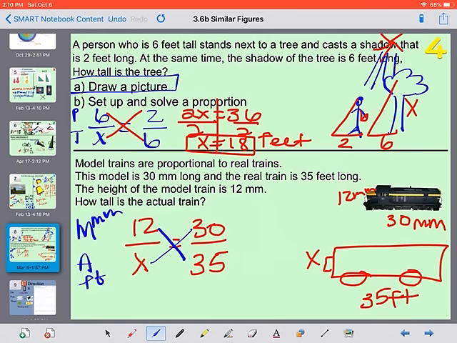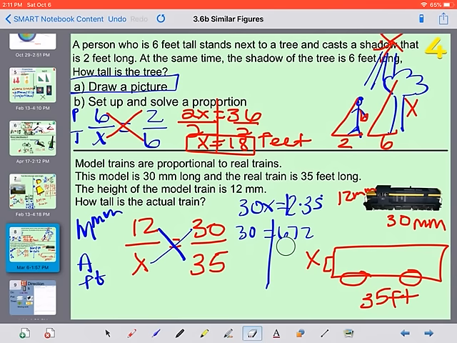So we're going to multiply here. 30 times x is 30x. 12 times 35, multiply that out. 12 times 35 gives us 672. Wait a second. 12 times 35. That's not right. 420. So we have 30x equal to 420.